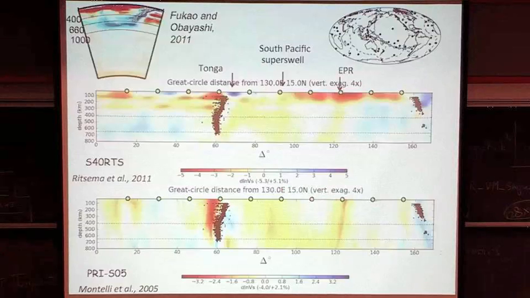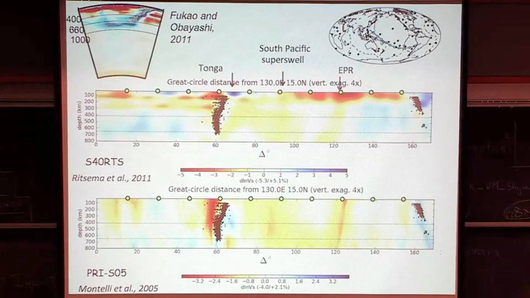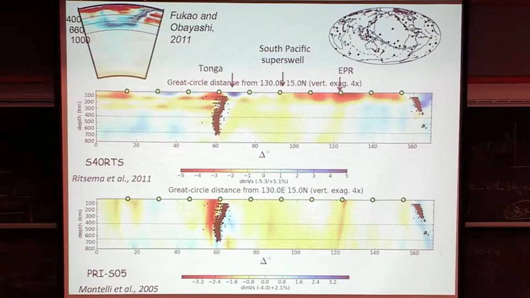So what's compared here is a cross-section across the Pacific, and these two different models. S40RTS is the recent Ritsema model, which Adam discussed, which contains many different types of data. And at the bottom is a comparison with the Princeton 2005 model, the S model, for exactly the same cross-sections. Here you have the Fukao and Kobayashi model, which includes regional data.